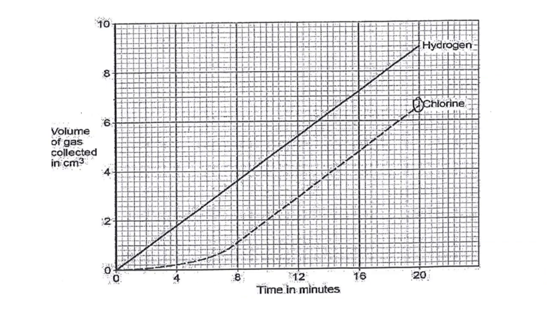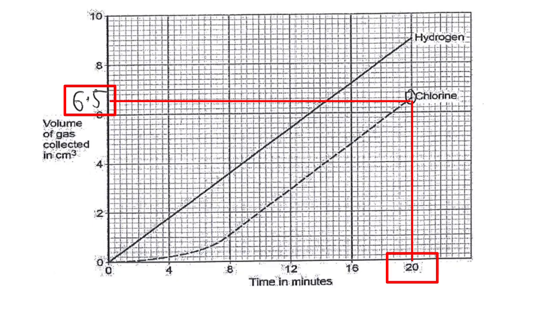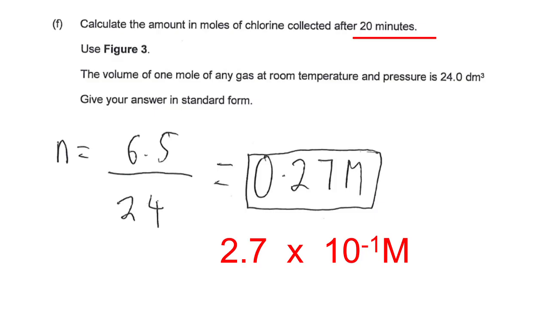This next question here asks you, at 20 minutes, what was the volume of chlorine gas? Calculate the amount of moles. Well, let's have a look here. At 20 minutes, I see there is 6.5 grams, or 6.5 centimeter cubed. So I'll just do this. Number of moles is 6.5 divided by 24, 0.27 moles. It wants the answer in standard form, so it's 2.7 by 10 to the minus 1.